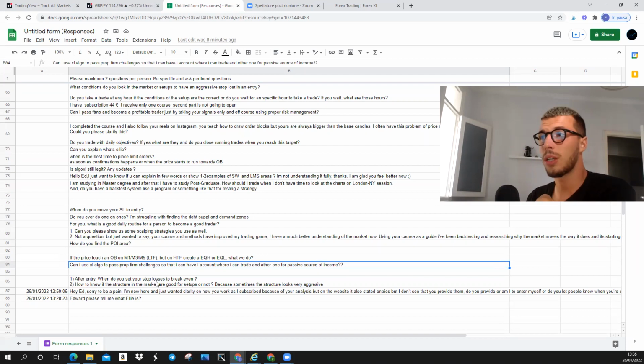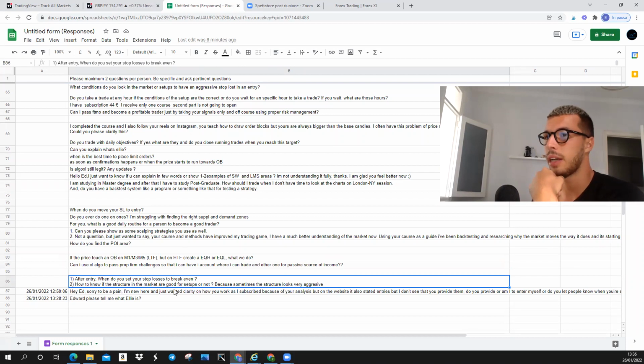Can we use Excel algo to pass prop firm challenges? You can. It's not something I recommend because it's more, as I said, a long-term approach. Maybe it enters only one trade in 1 month. Sometimes it enters 3 trades in a week. So it really depends. It's not something that I recommend, as it's more long-term.